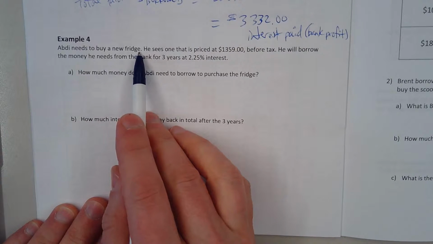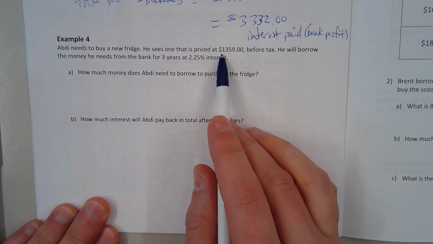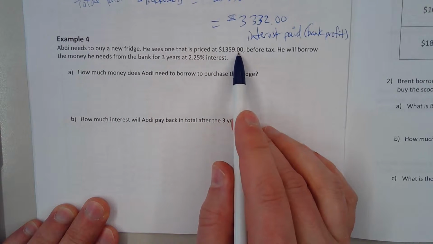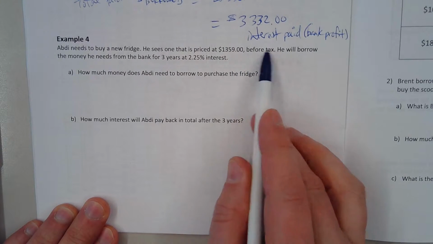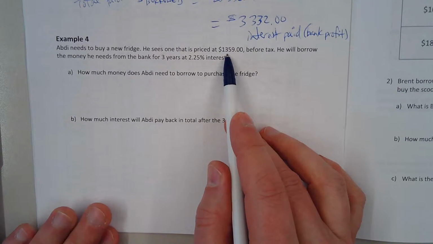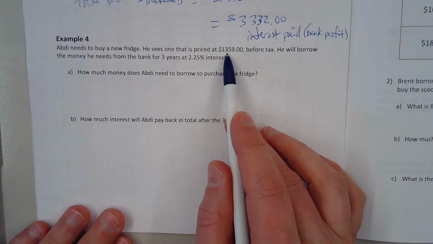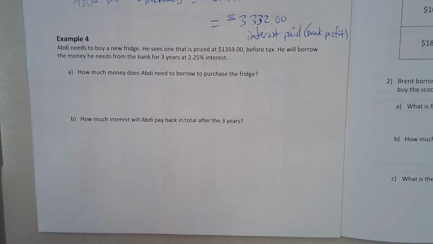Abdi needs to buy a new fridge. He sees one that is priced at $1,359 before tax. That's a pretty good fridge. You get cheaper ones, can't you? That must be nice. Maybe it's got like an ice maker in it.